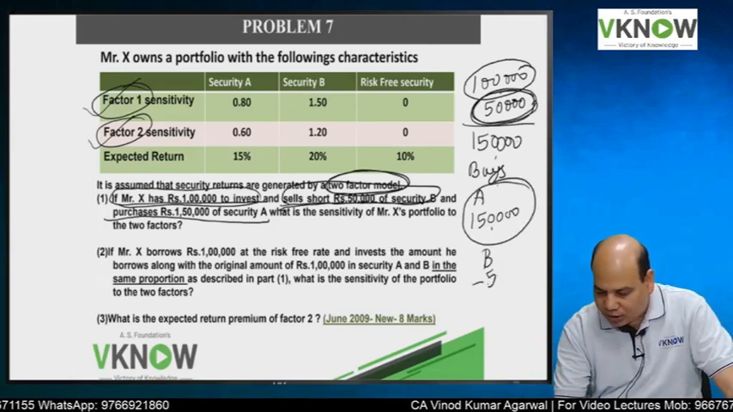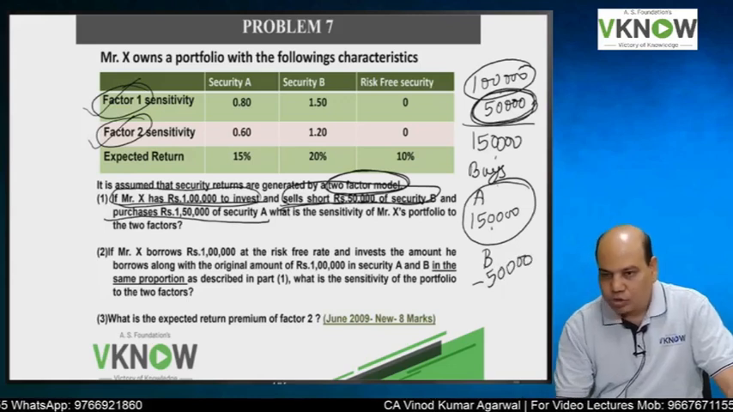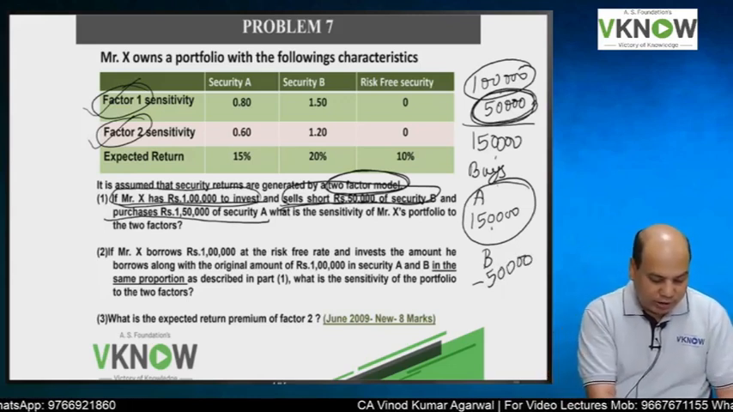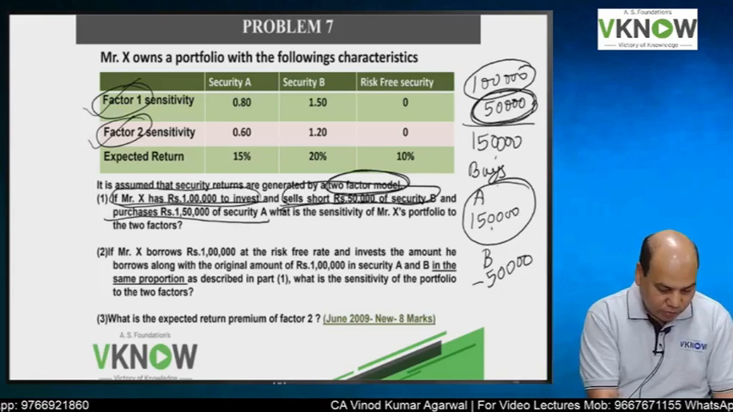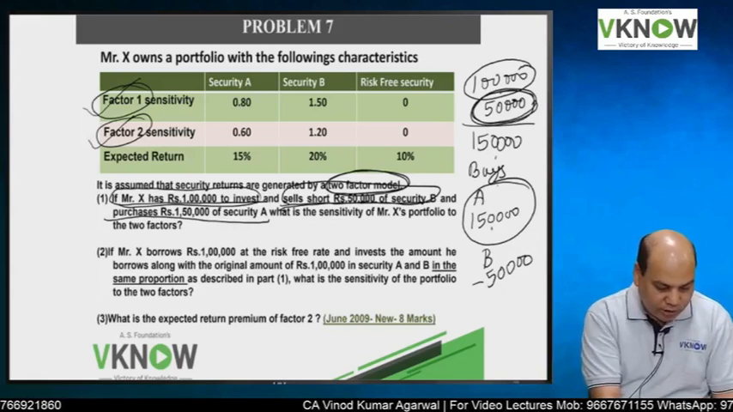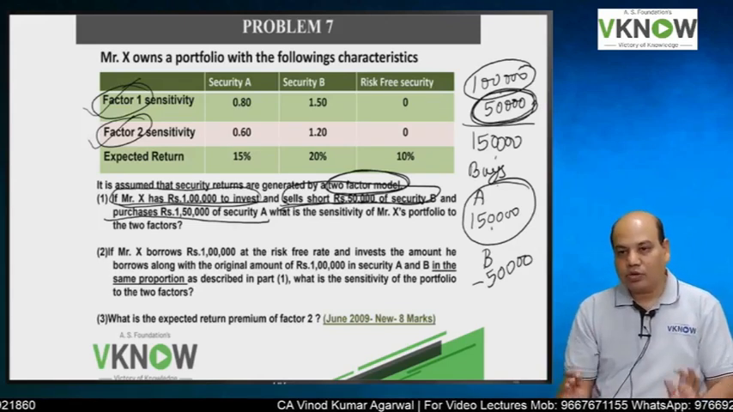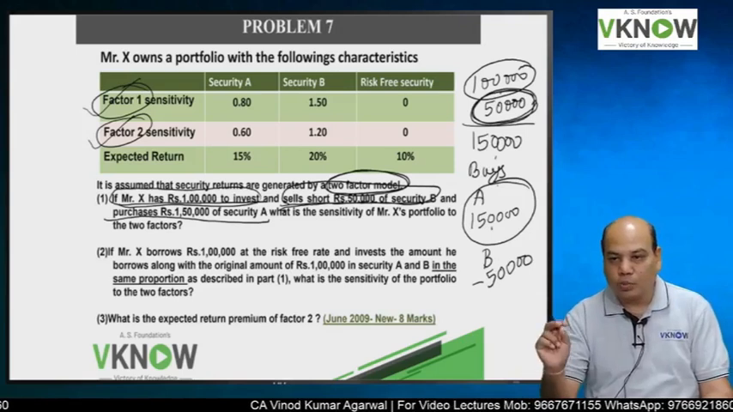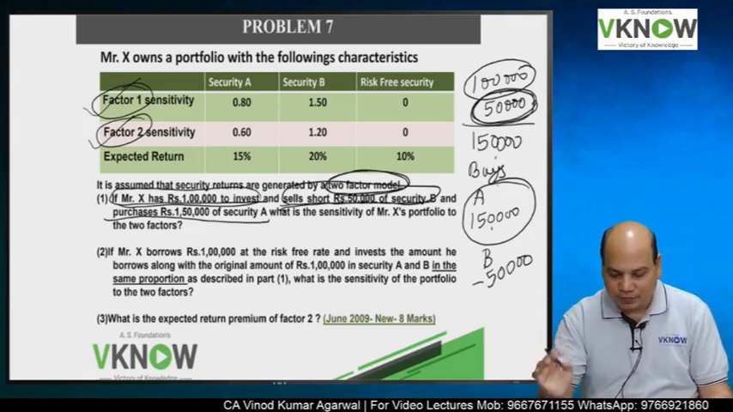B we will say minus 50,000. Short selling will be given a negative weight. Okay. Always remember, short selling or borrowing will be given a negative weight.